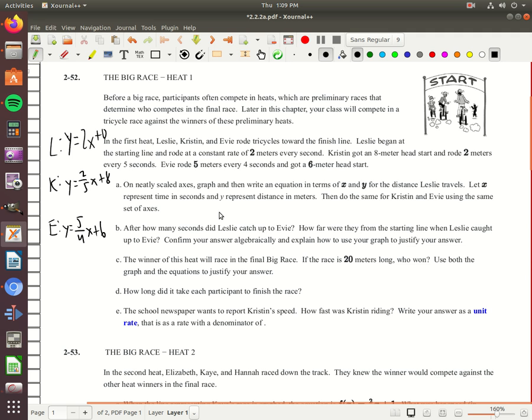So on a neatly scaled axis, graph and then write the equation in terms of x and y for the distance Leslie travels. Let x represent the time in seconds and y represent the distance in meters. Then do the same for Kristen and Evie using the same set of axes. After how many seconds did Leslie catch up to Evie? How far were they from the starting line when she caught her? Confirm your answers algebraically and explain how you use your graph to justify your answers.